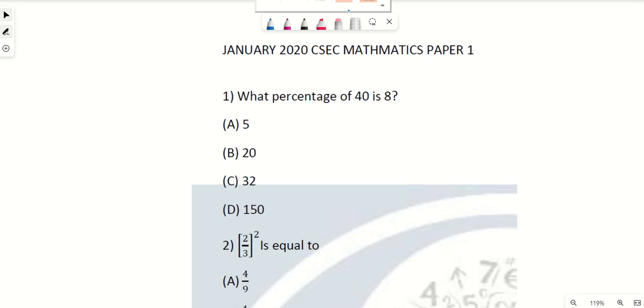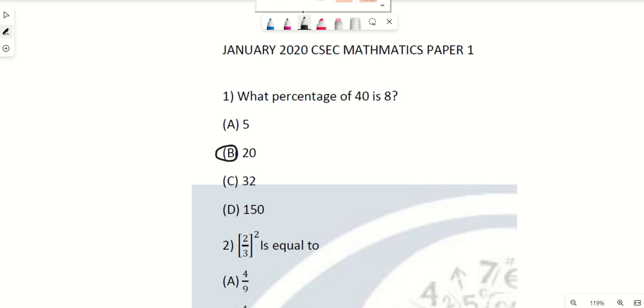So the first question says, what percentage of 40 is 8? This is a repetitive question, right? I believe that the answer is B, 20, but let's just check and see. So say what percentage, they're supposed to be percent, right? 5%, 20%, 32%, 150%. They said what percentage of 40 is 8?